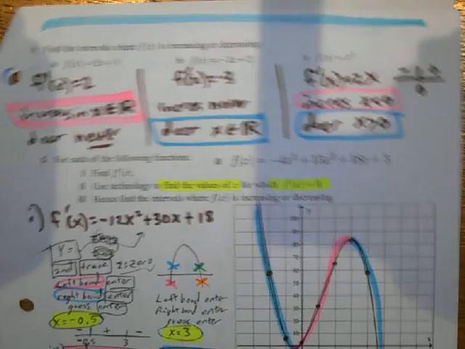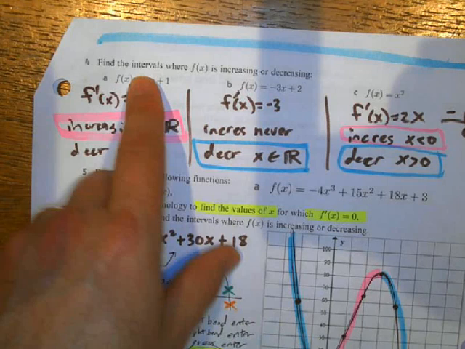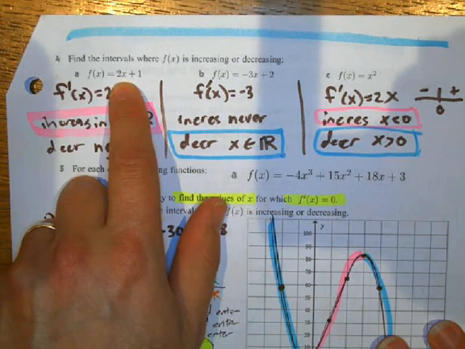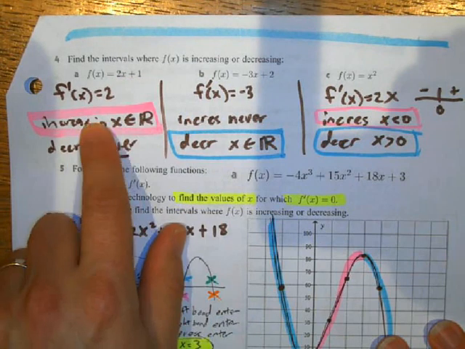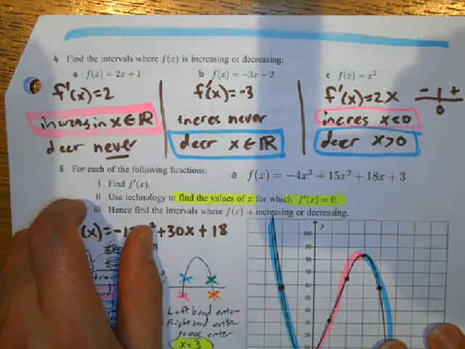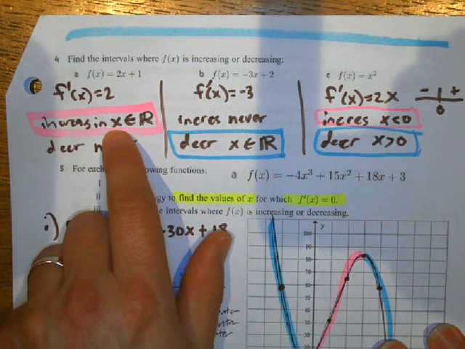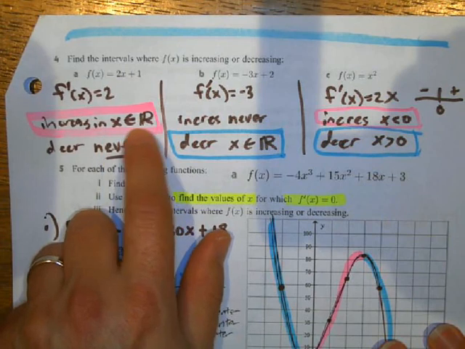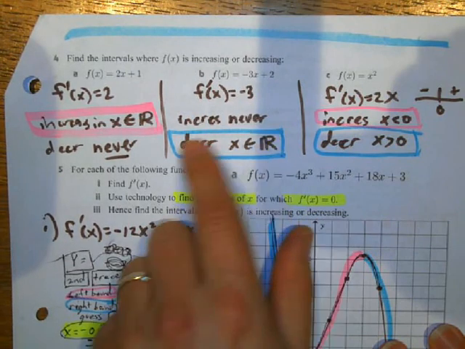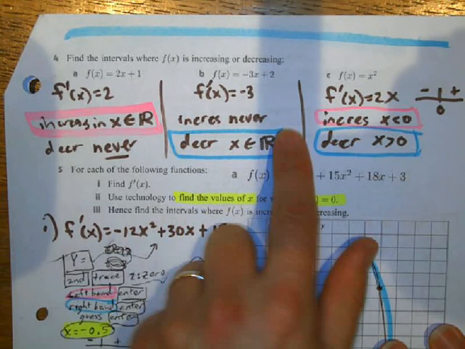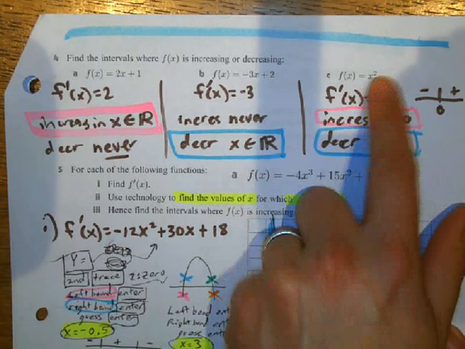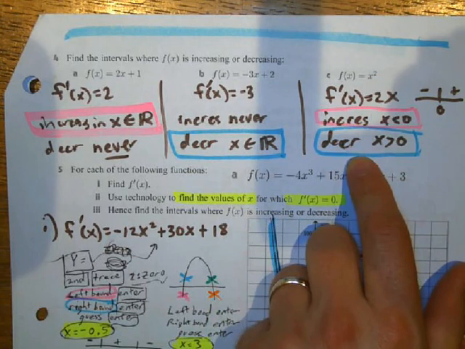Okay, last page. Here we go. Find the interval where it's increasing or decreasing. All I need to do is take the derivative. The derivative of 2x plus 1 is going to be 2, so it's always going to be increasing. This says x is an element of all real numbers. If I take the derivative of this, I get negative 3, so we know the slope is negative 3, so this is always decreasing. If I take the derivative of this, I end up with 2x. This is just like the one on the front page.